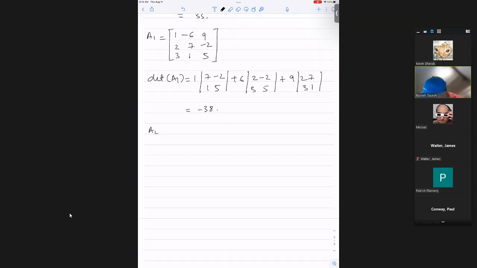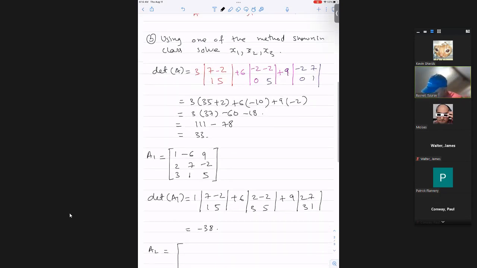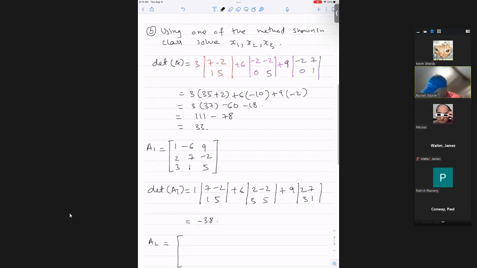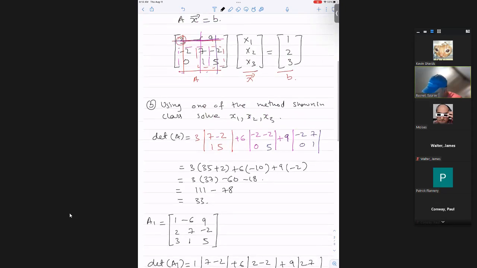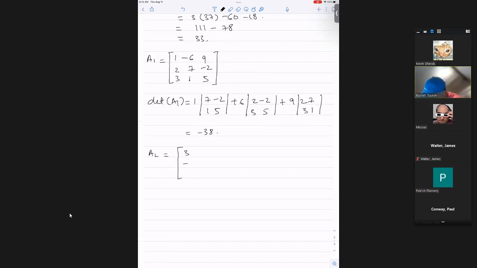Similarly, I can find the A2 matrix. That is, you replace the second column with the B term. Somehow my laptop is out of memory and it's taking more time. Wait a minute. So it is 3, -2, 0, 1, 2, 3, 9, -2, 5.